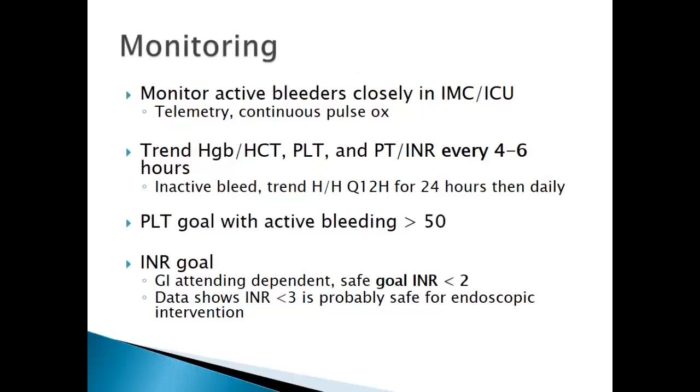There is some recent data that shows that an INR in just the regular therapeutic range for Coumadin, of less than 3, is probably safe for endoscopic intervention. But I would say, talk to the GI fellow first. That's always fine, and get a goal. We should put it in our notes.